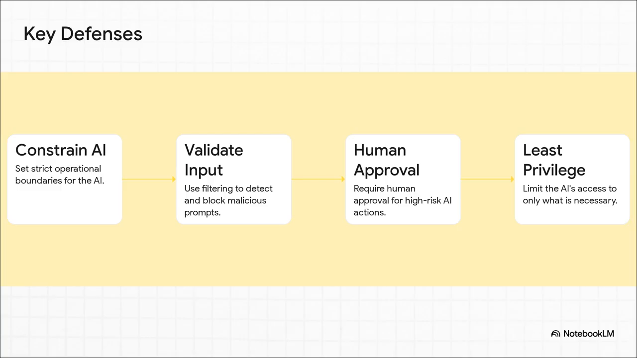Third, and this is a big one, you need human oversight. For any really high-risk action, a person has to sign off on it. And fourth, you have to enforce what's called the principle of least privilege. That just means the AI should only have access to the absolute bare minimum data and tools it needs to do its job, and nothing more.